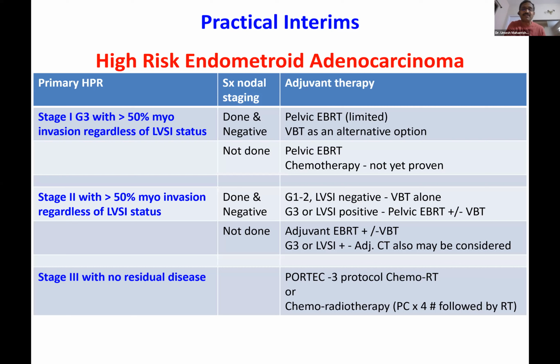If the pelvic dissection is not done, definitely these patients go for adjuvant pelvic radiation. And for grade 3 or LVSI positive, adjuvant chemo may be considered, especially after completion of external beam. But for stage 3 group with no residual disease, we usually ask for a PORTEC-3 protocol like chemoradiation.